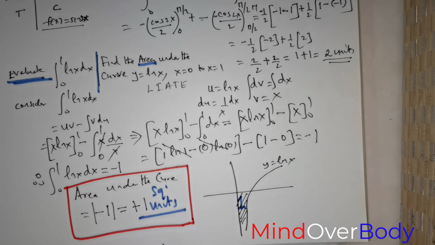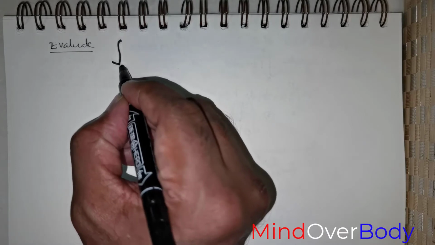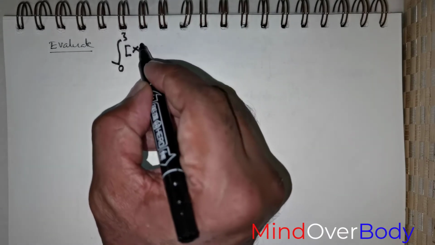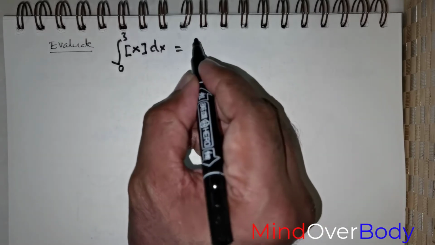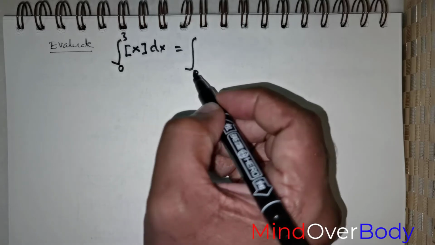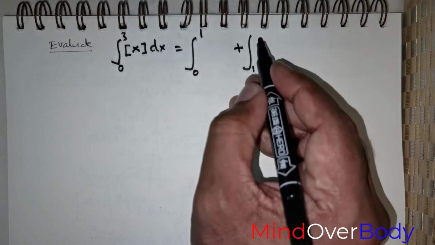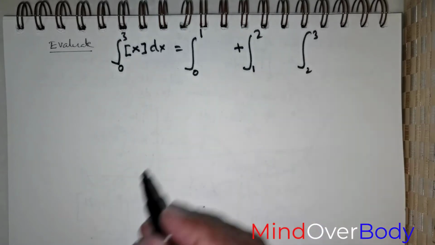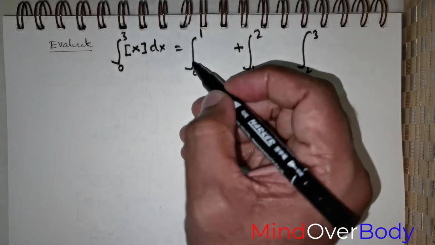So we'll move on to the next question, students. We are expected to evaluate the integral from 0 to 3 of the greatest integer function of x dx. Now this could be rewritten in this fashion, taking the integral from 0 to 1, 1 to 2, and then 2 to 3.